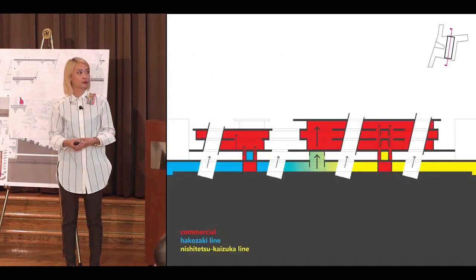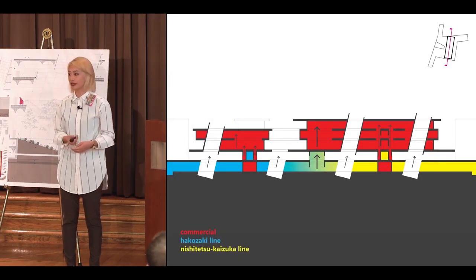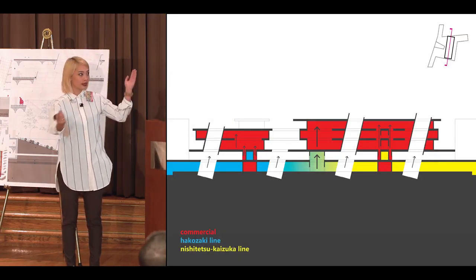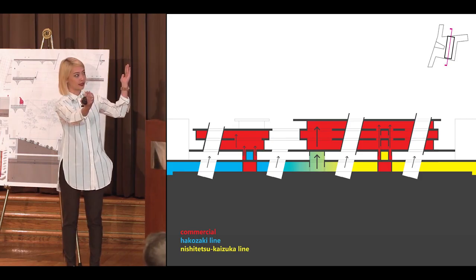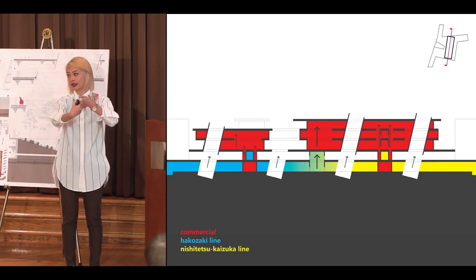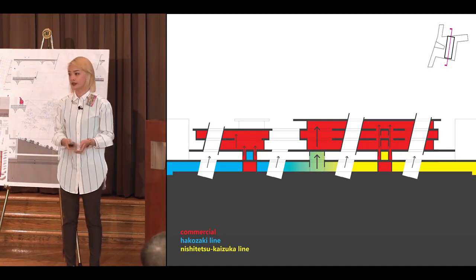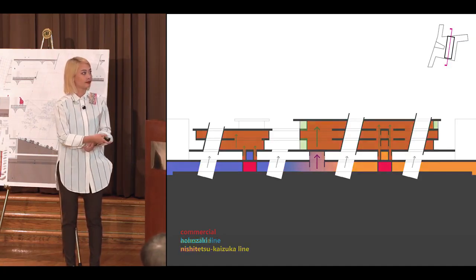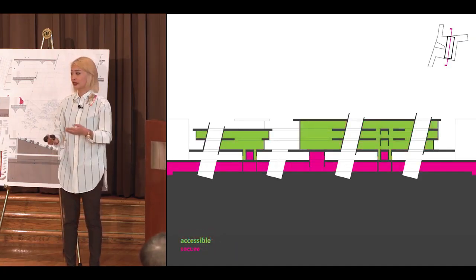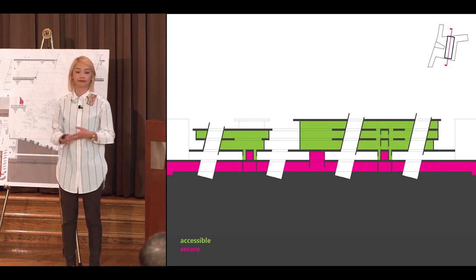And so this is a distribution of the commercial activity and the subway activity. So you can see where these 2 different lines end up meeting in between. And then everything above that is commercial activity. And then making sure that the subway platform is secure, and then everything above that is accessible to the public.